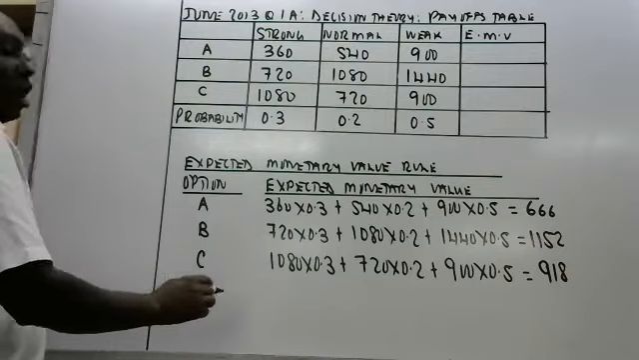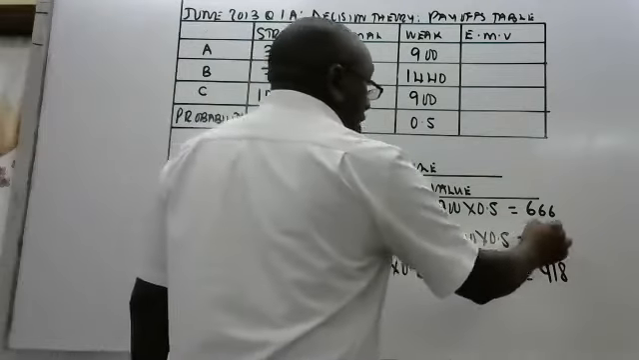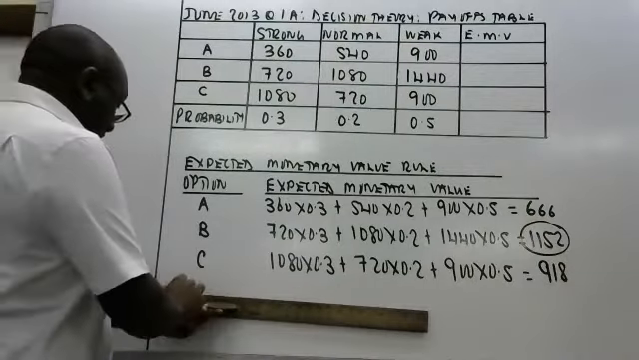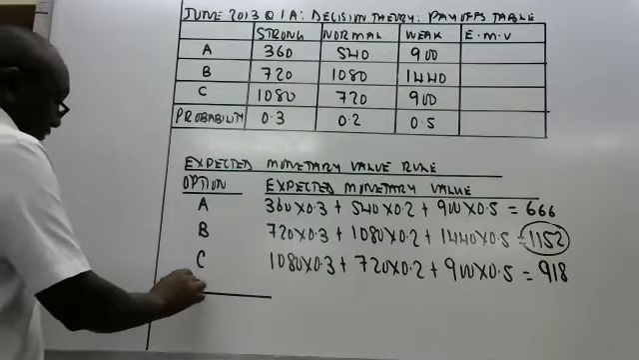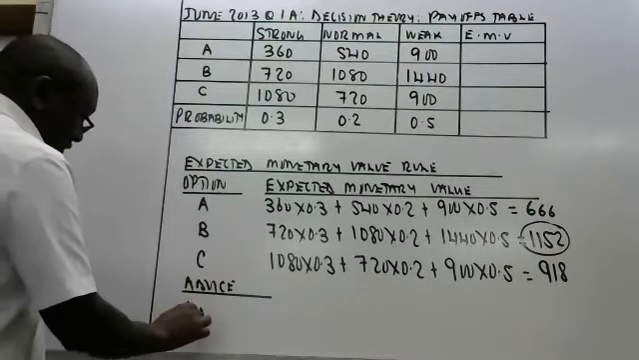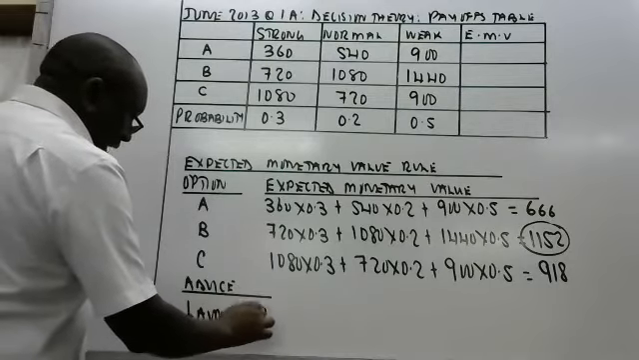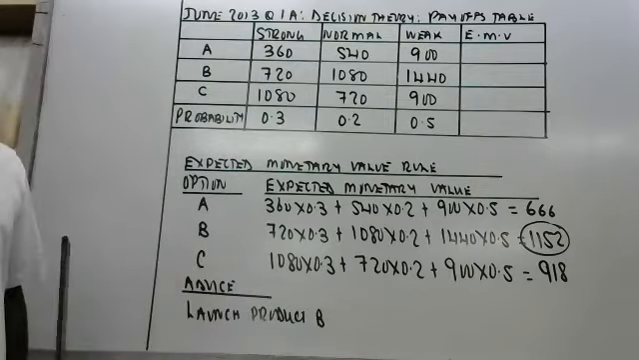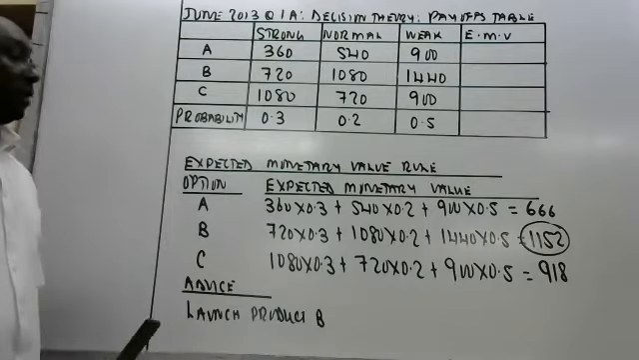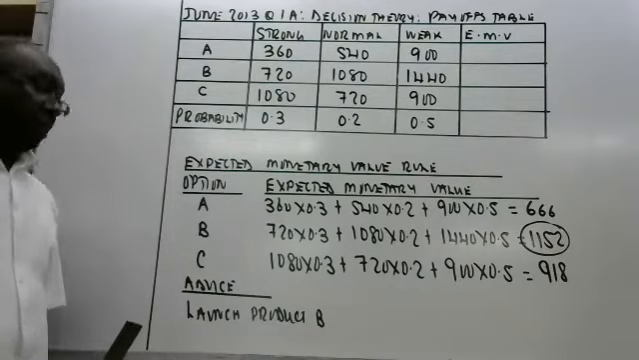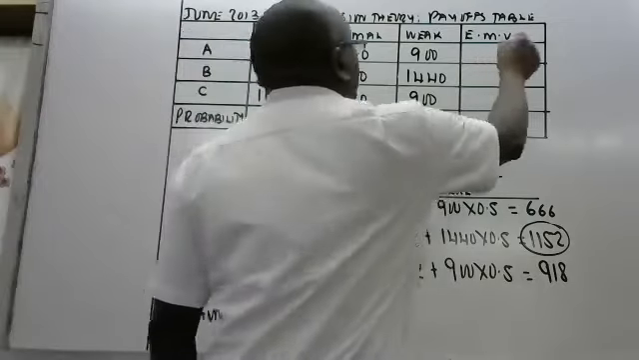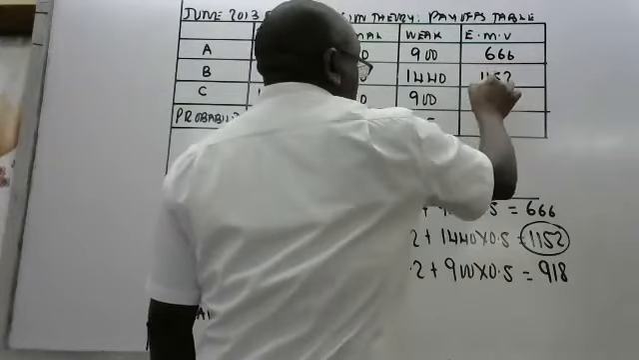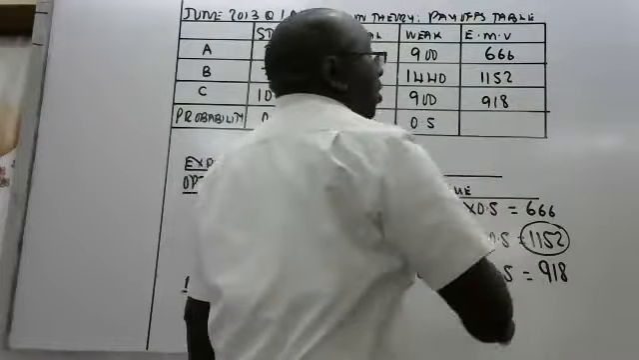Right. So now you go for the highest. When you are using this rule, we go for the highest. So the highest is this one. So the advice that you give them is that they should launch product B. That is the advice that we shall give them. Now, you come and record those values here, 666, 1152 and 918. You record them there.